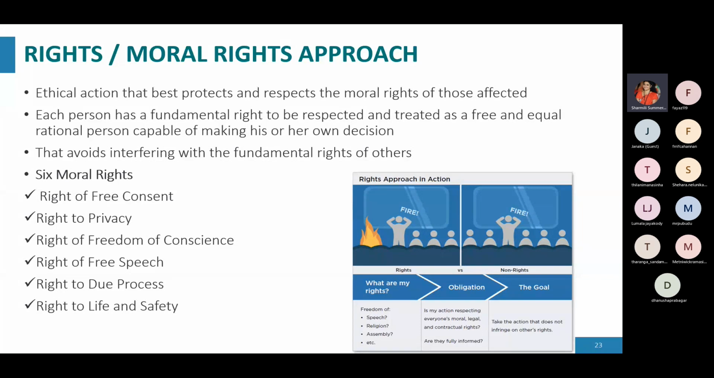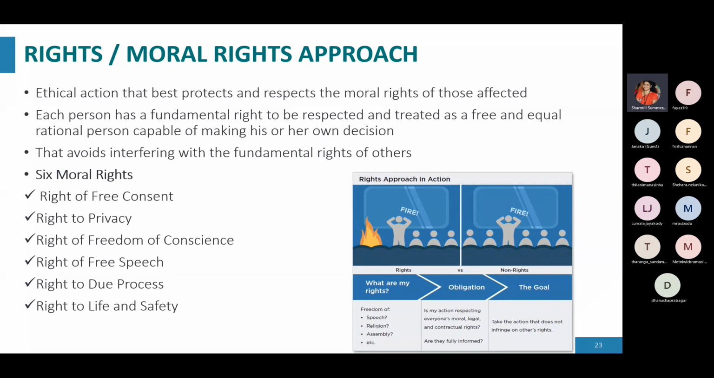Each person has a fundamental right to be respected and treated as a free and equal rational person capable of making his or her own decisions. It's just like human rights. Each and every person has fundamental rights. That means each person has a right to be treated equally and respectfully, with dignity, and also a right to make their own decisions.